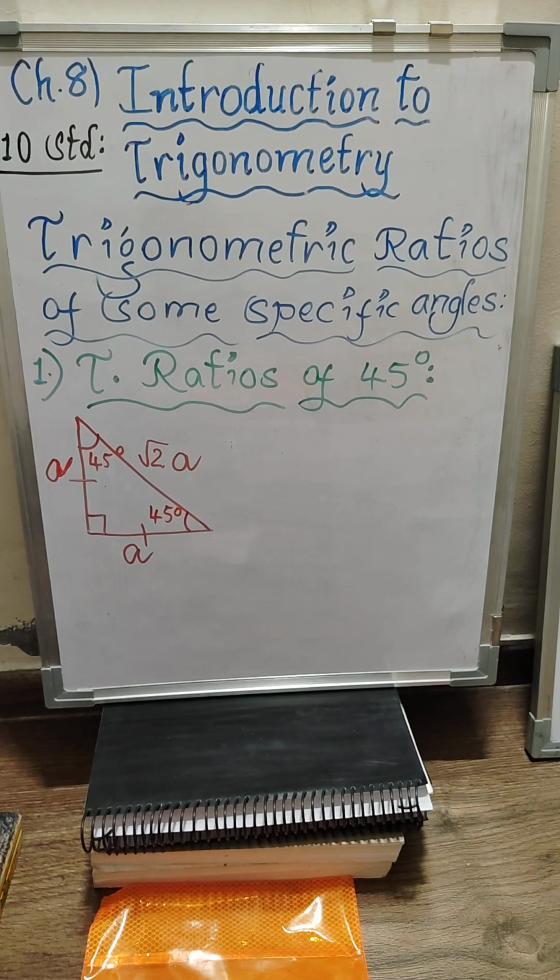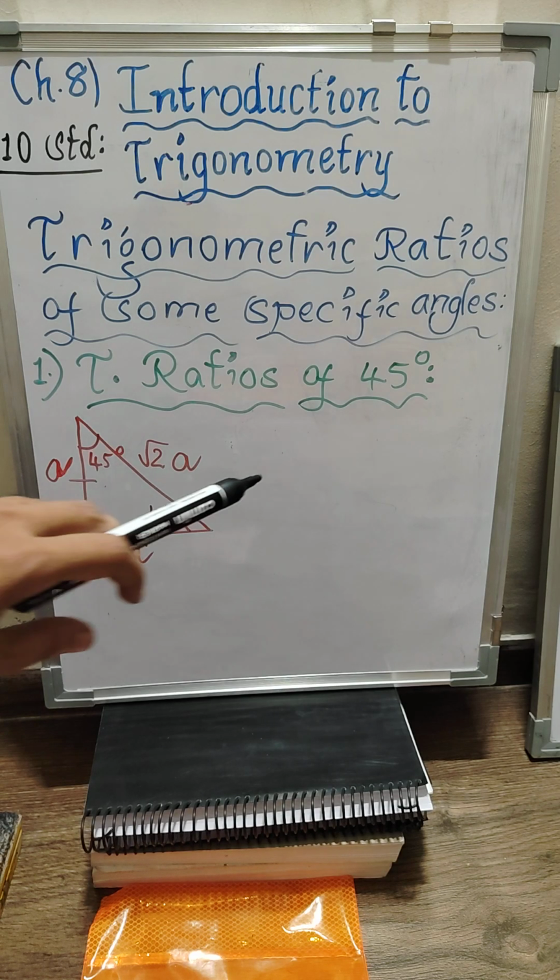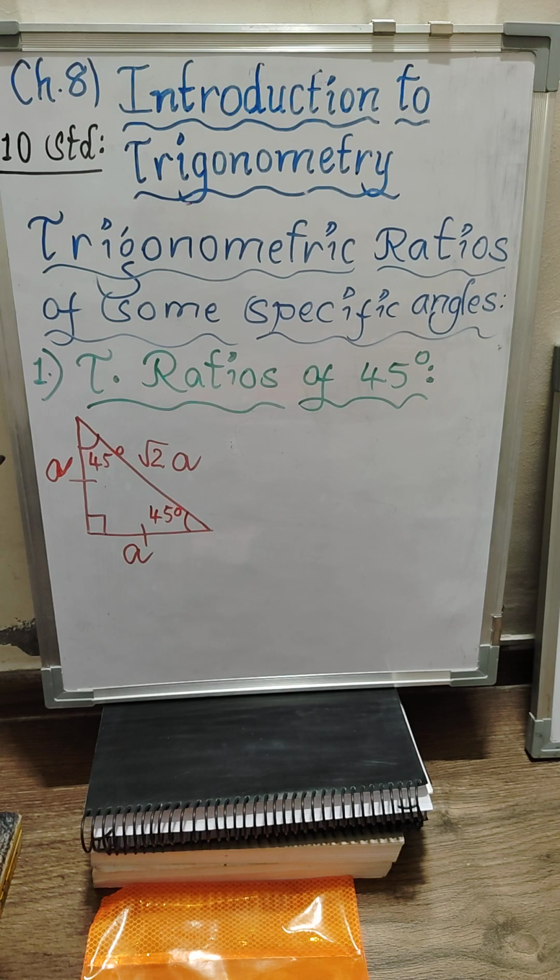Let us find the trigonometric ratios of some specific angles. At first, trigonometric ratios of 45 degrees. For this, we take one right angled isosceles triangle whose equal sides are a units. So the hypotenuse becomes root 2 a units, by Pythagoras theorem.